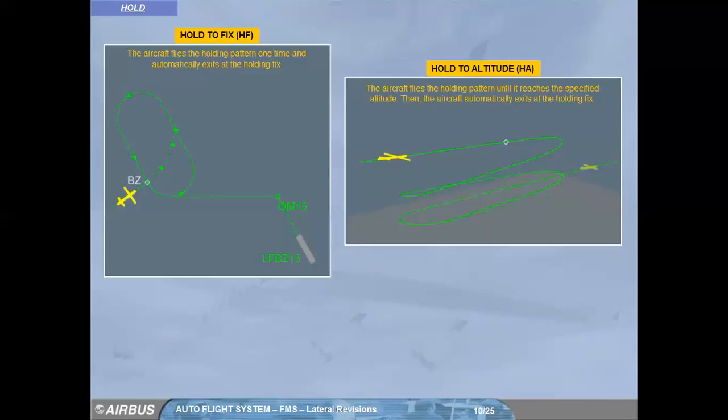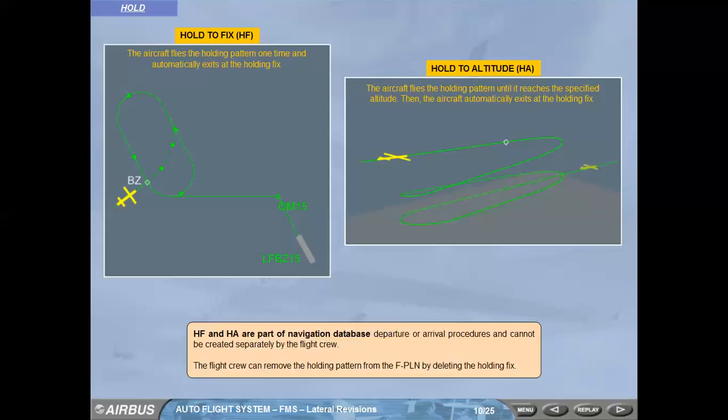HF and HA are part of navigation database departure or arrival procedures and cannot be created separately by the flight crew. The flight crew can remove the holding pattern from the flight plan by deleting the holding fix.